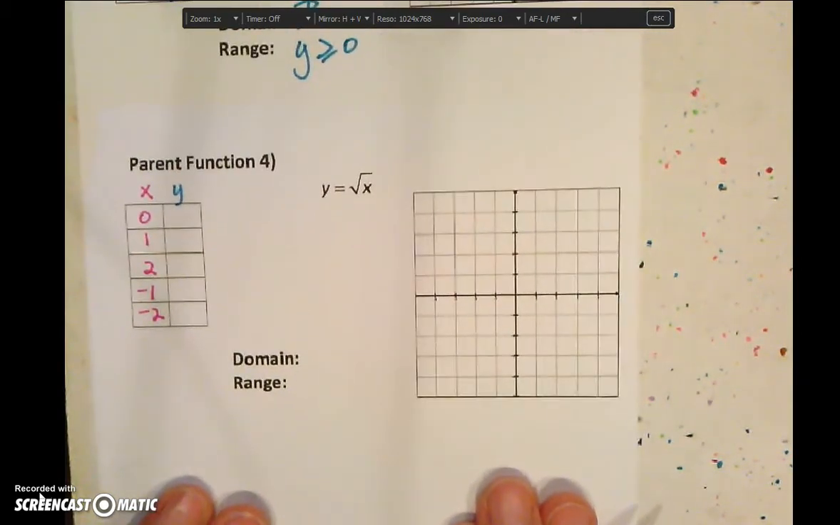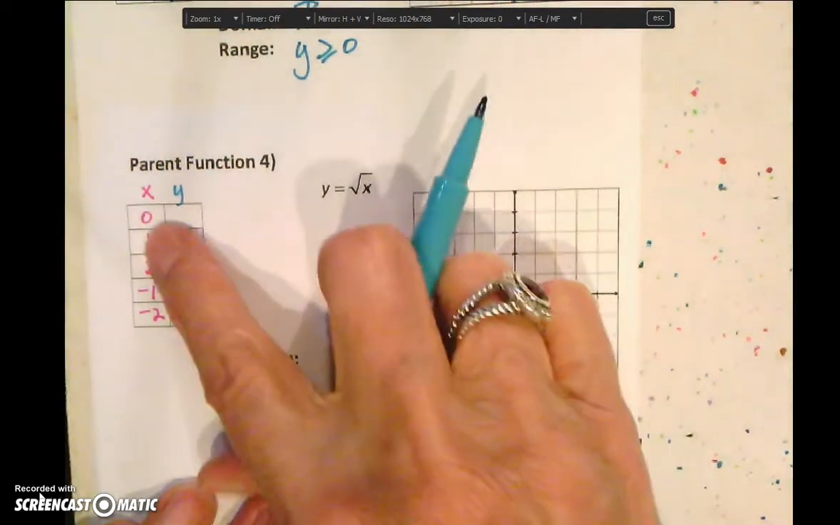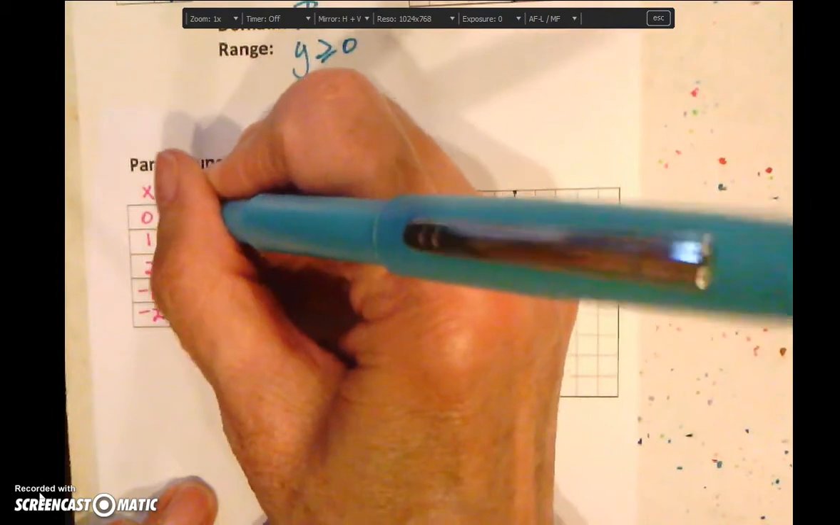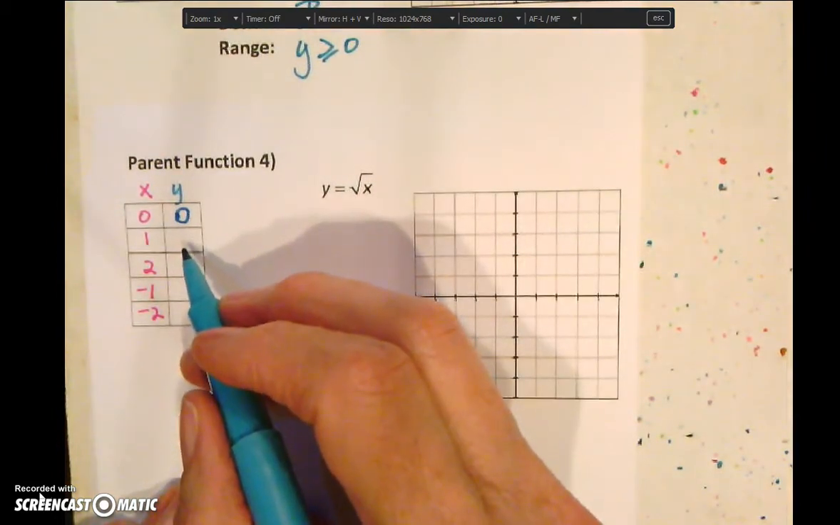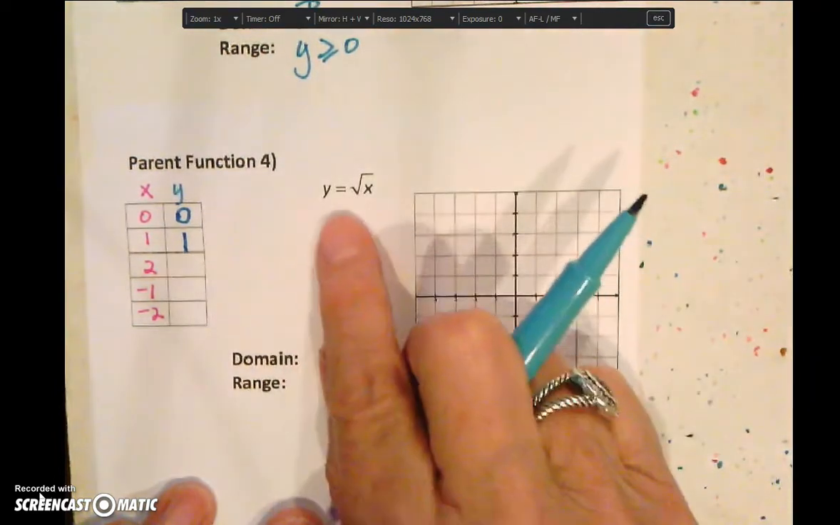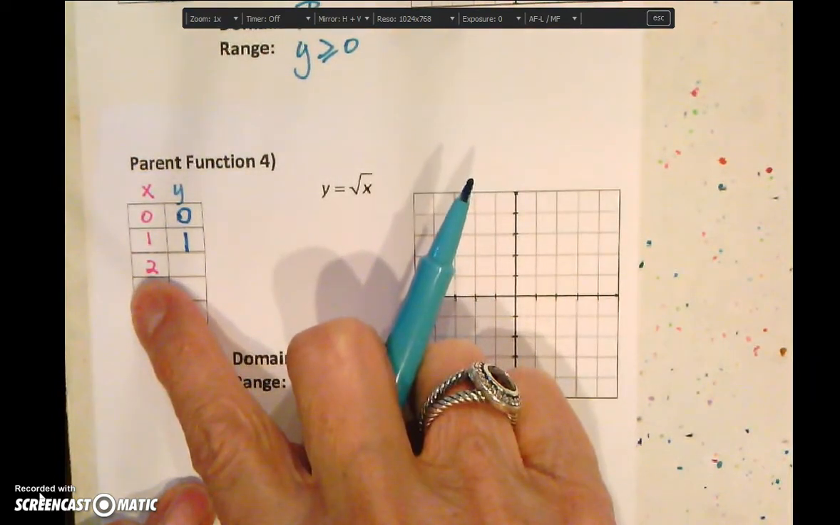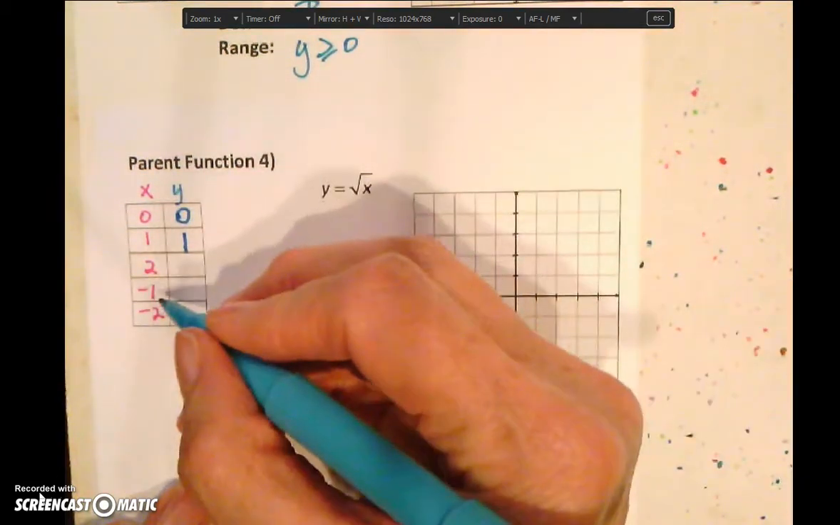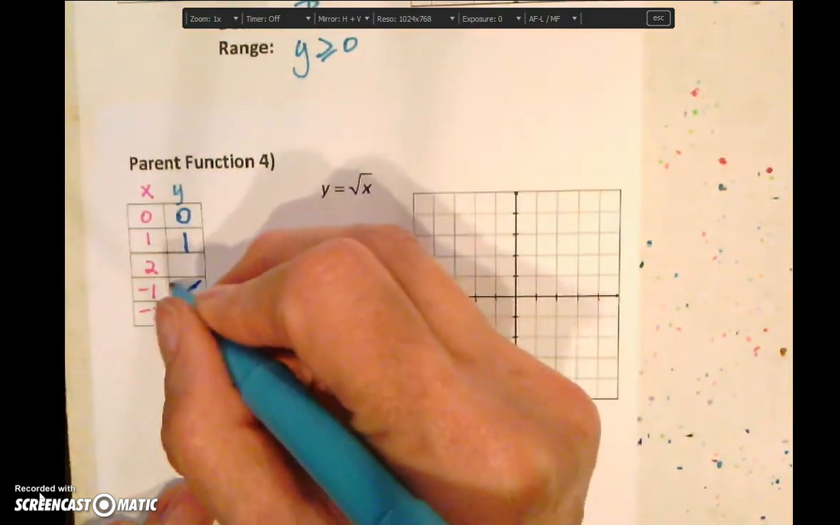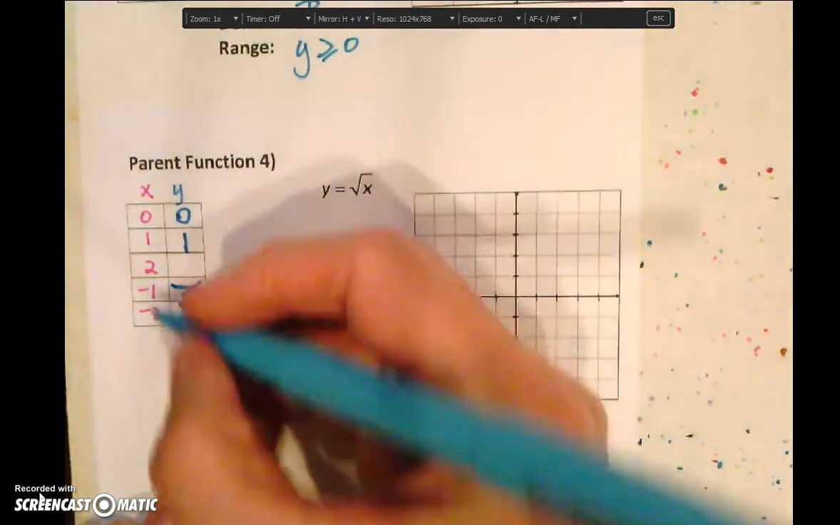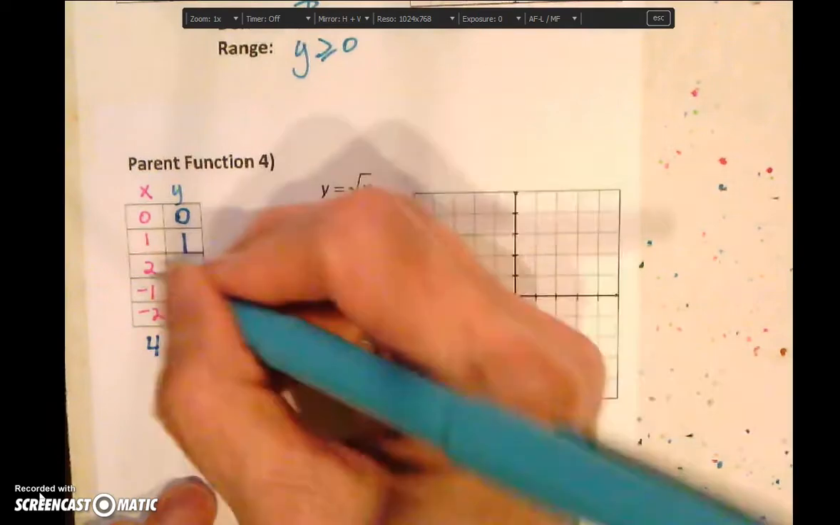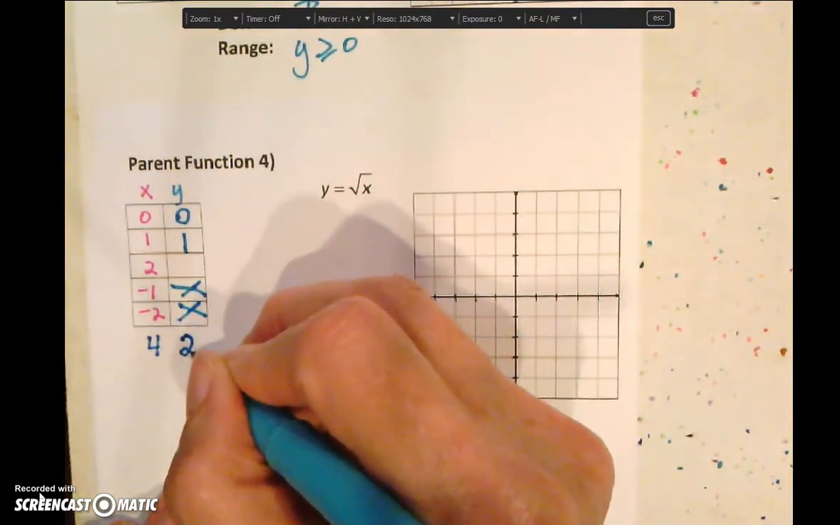The last one we're going to do in this particular unit is going to be y equals the square root of x. So again, 0, 1, 2, -1, -2. When I put in a 0, the square root of 0 is 0. The square root of 1 is 1. When I do the square root of 2, I'm going to get like 1.4, so I'm not going to consider that. The square root of a negative, there isn't one. So none of these have these in there. Really I'm going to do just the third point, and that's going to be 4. So the square root of 4 is 2.